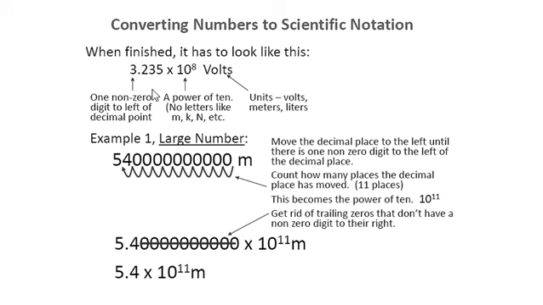So how do you read this? Here is your non-zero digit, which is 3, to the left of your decimal point, followed by the number times your base 10. Your power is going to be 8, which is your exponent, and then followed by the units. Okay, so this is what scientific notation looks like.